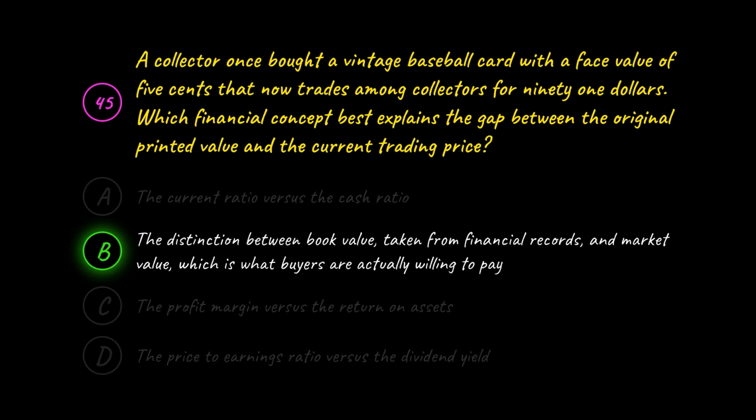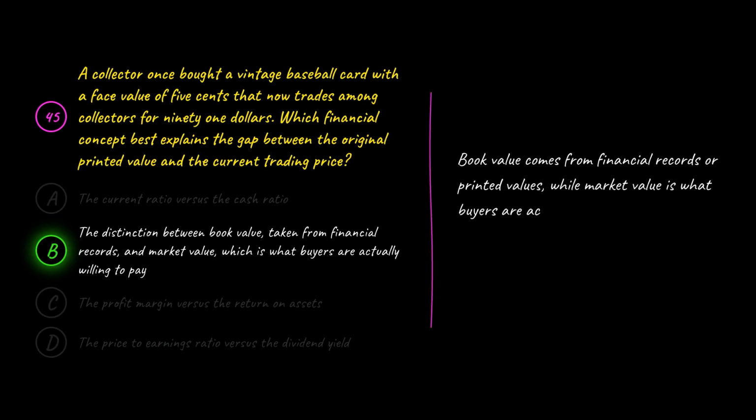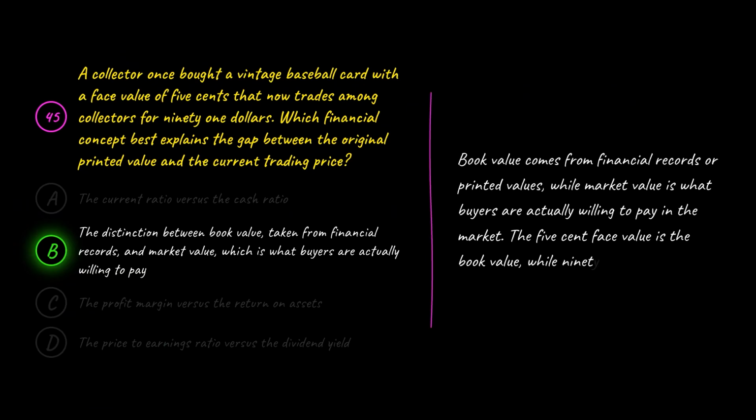The correct answer is B. The distinction between book value, taken from financial records, and market value, which is what buyers are actually willing to pay. B is correct because book value comes from financial records or printed values, while market value is what buyers are actually willing to pay in the market. The 5-cent face value is the book value, while $91 is the market value driven by collector demand.